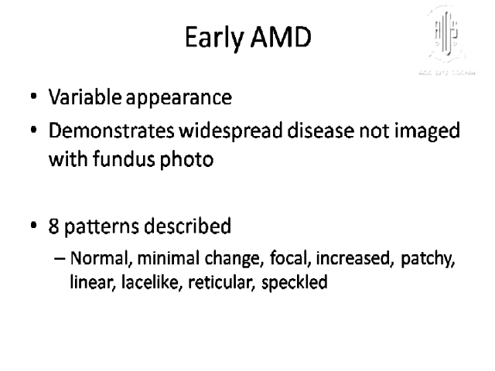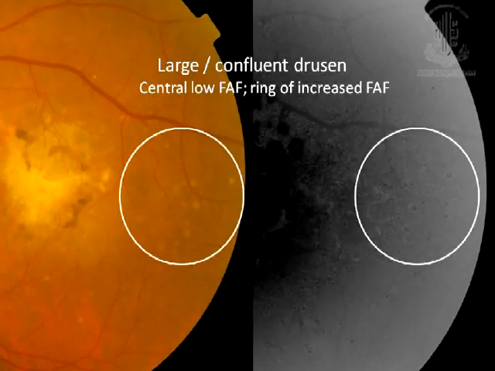So in early AMD, what we looked at was geographic atrophy. In early AMD, autofluorescence has variable appearance, demonstrates widespread disease not imaged with fundus photograph, and there are patterns described. I will not be going into the details of that. So if you look at a drusen, how does drusen look? Drusen has a central low autofluorescence. You see this literally a low autofluorescence surrounded by a ring of increased hyperautofluorescence. So once atrophy happens, this increase goes down. So drusen, this is how it looks.